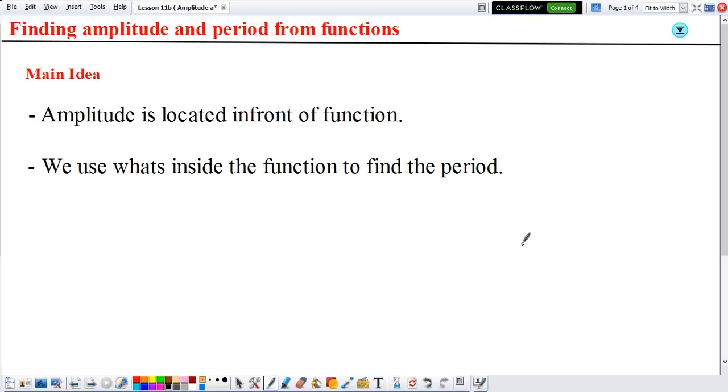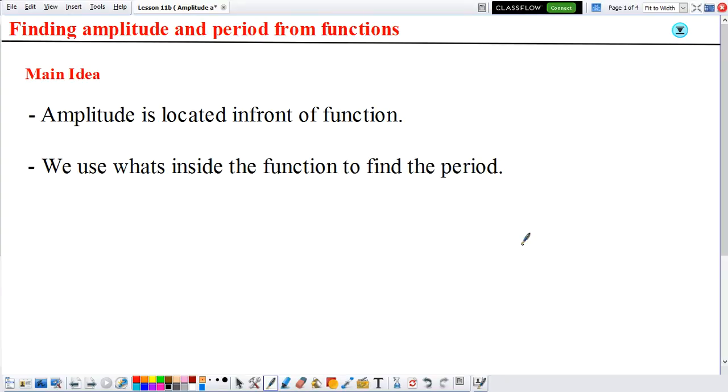Today, we will see how we find the amplitude and the period of a function. We have been seeing how we find the period and the amplitude whenever a graph is given to you. But today, we will see how we can still find the amplitude and the period whenever a function is given to you that will not give you the graph, and we're going to be able to find the amplitude and the period just by analyzing the function.